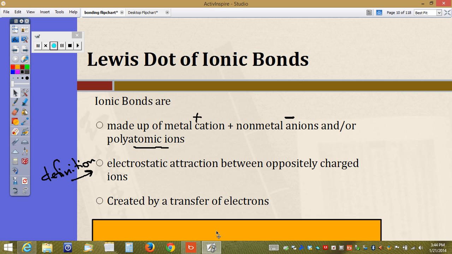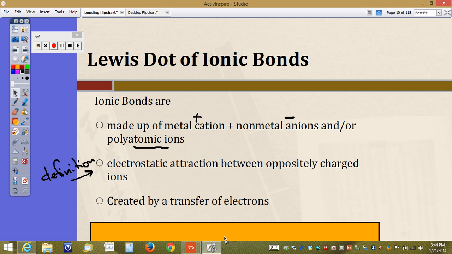Now you may have heard in previous science classes that ionic bonds are caused by a transfer of electrons. That is still a true statement. It is by transferring the electrons from the positive to the negative ion that you form the ions, that they have two different charges and that they're able to attract each other.